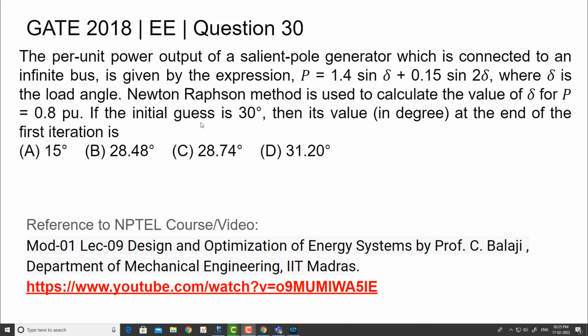If the initial guess is 30 degrees, then its value in degree at the end of the first iteration is. These are the given options. To know the detailed mathematical analysis of Newton-Raphson method, audience can go through the given NPTEL video link.